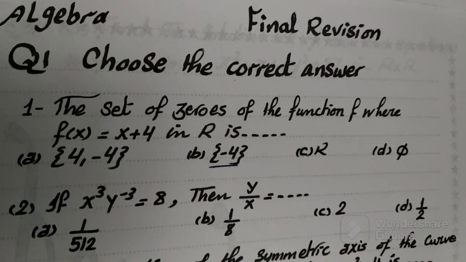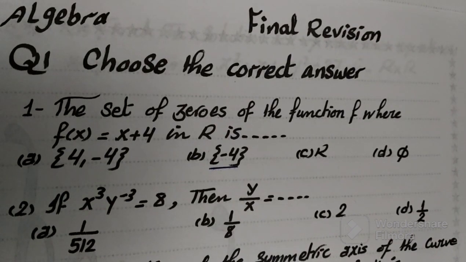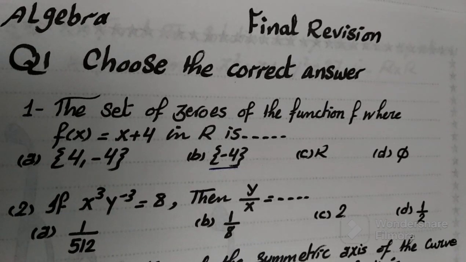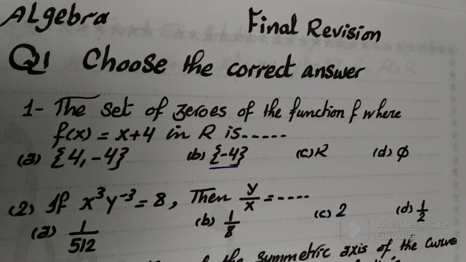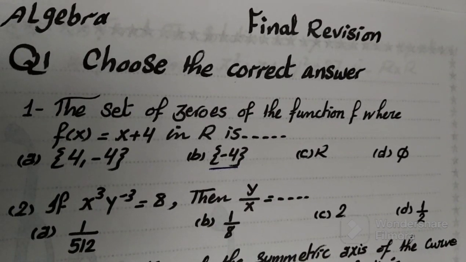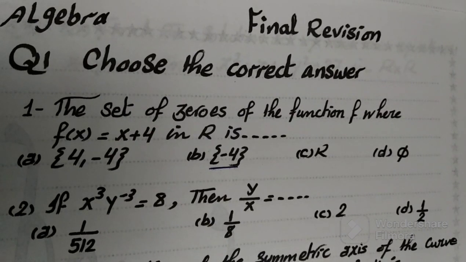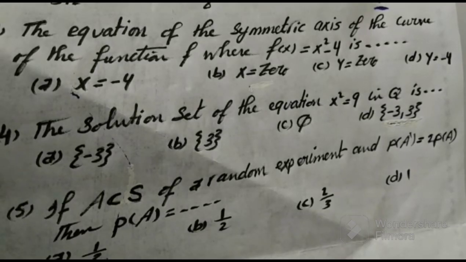8 we can factorize to 2 power 3. Here we have power equal power, then base equal base. Therefore, x over y equals 2. The required is y over x. Y over x equals the reciprocal, 1 over 2. Another question.